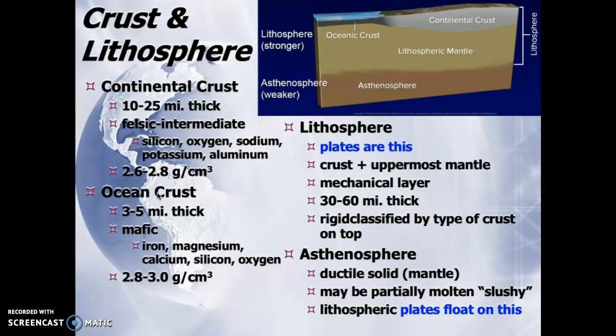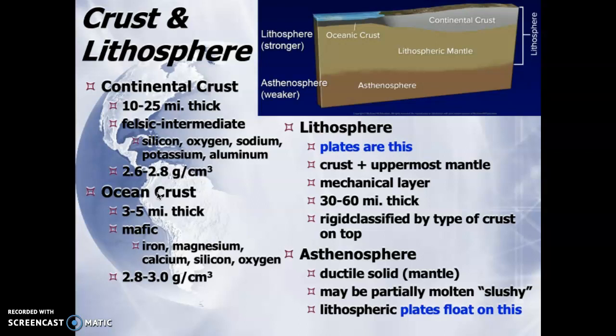The continental crust is thick. It is felsic to intermediate in composition. So in terms of the igneous rocks we looked at, these are pink and gray. They're dominated by silicon, oxygen, sodium, potassium, and aluminum. And the overall density is about 2.6 to 2.8 grams per cubic centimeter.